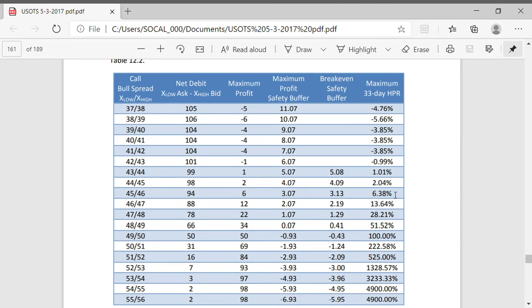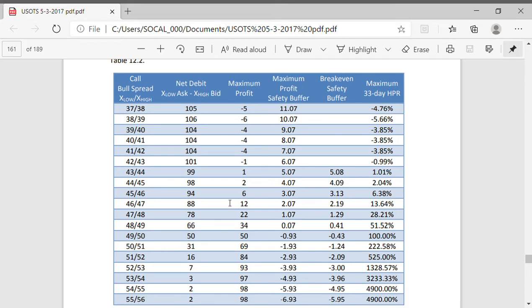And here I'm showing the maximum HPR that we'd earn. The analysis here that I talk about in the text is a 33-day horizon. So we could earn 6.38%. Pretty impressive for a 1 month return. So what we're showing here is that if we go long a 45 call and short a 46 call and pay 94, ignoring commissions at the moment, if the stock price was 46 or higher at option expiration, we would earn a 6.38% return in 33 days. And you have to admit that's quite good.